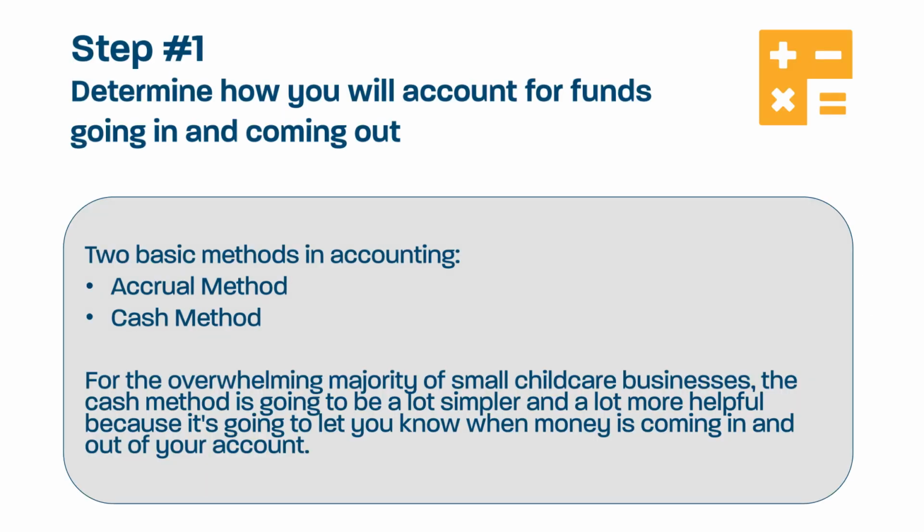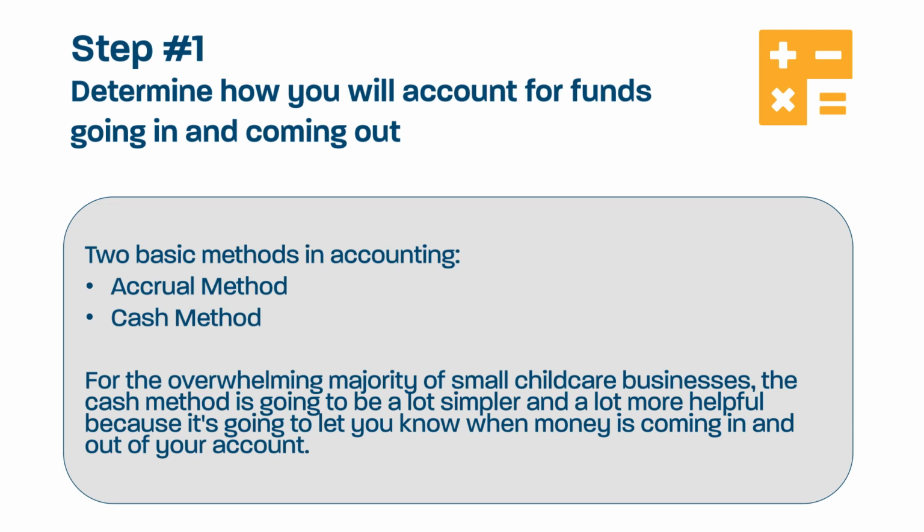The first step is to determine how you will account for funds coming in and going out. There are two basic methods in accounting. One is an accrual method, which is more complex and is based on when an expense or revenue is taken on or accrued. For example, if using the accrual method, the moment you receive your credit card bill, the amount owed would be taken from your assets, versus when you actually pay the bill. If using the cash method, this amount would be taken from your assets when the bill is paid.